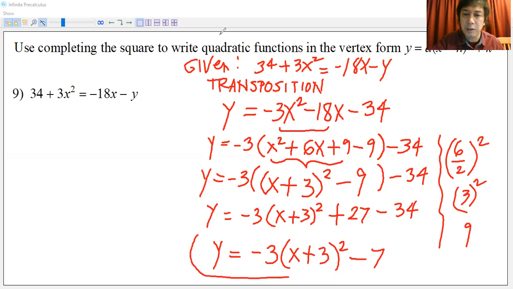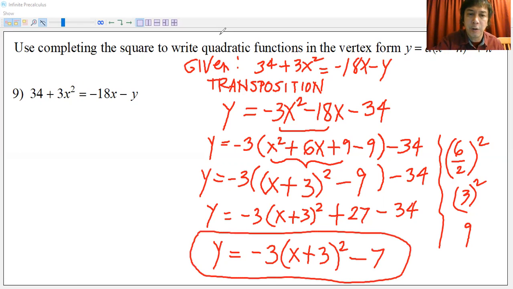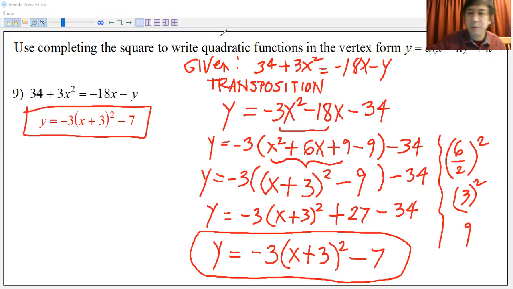And that's it. It's the required vertex form. Let us verify the answer. Try to look below the given for the answer. Okay. Is it the same? Yes, it is. All right, so that's it. This must be the right vertex form. We shall continue with number 10. All right, let's continue with 10.